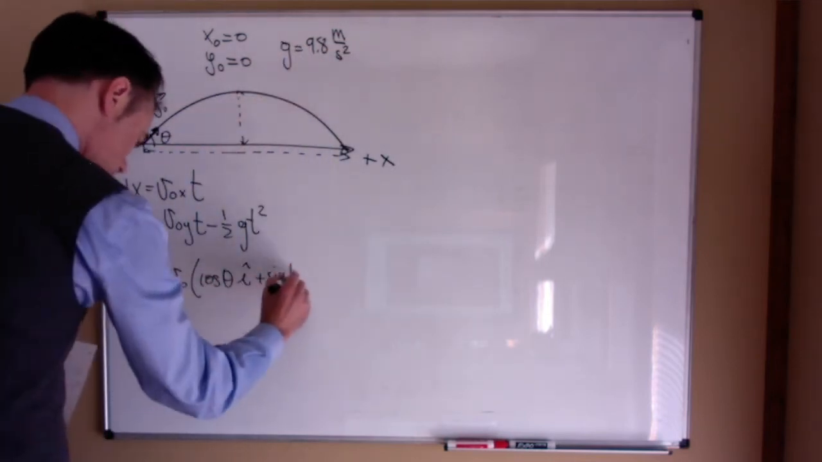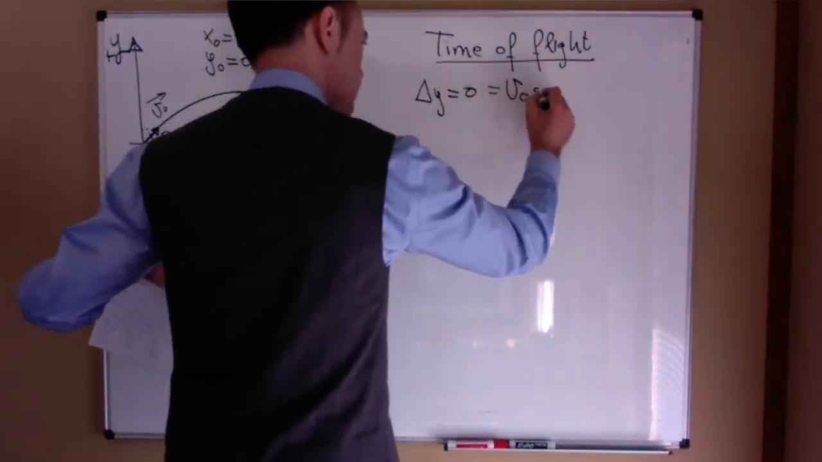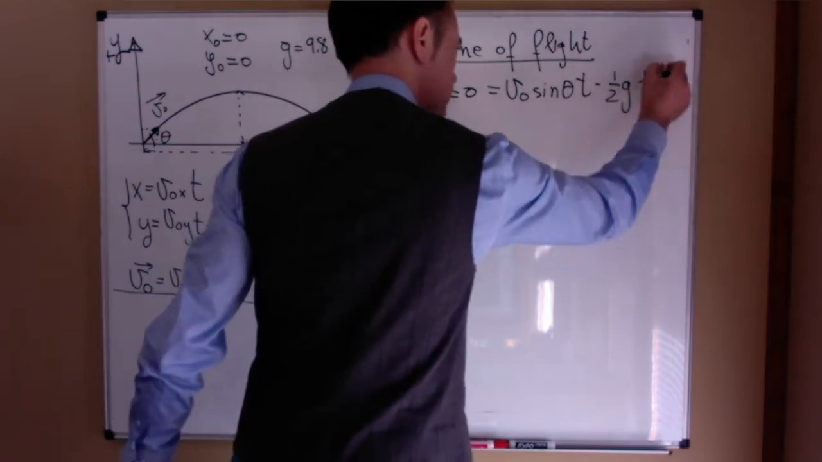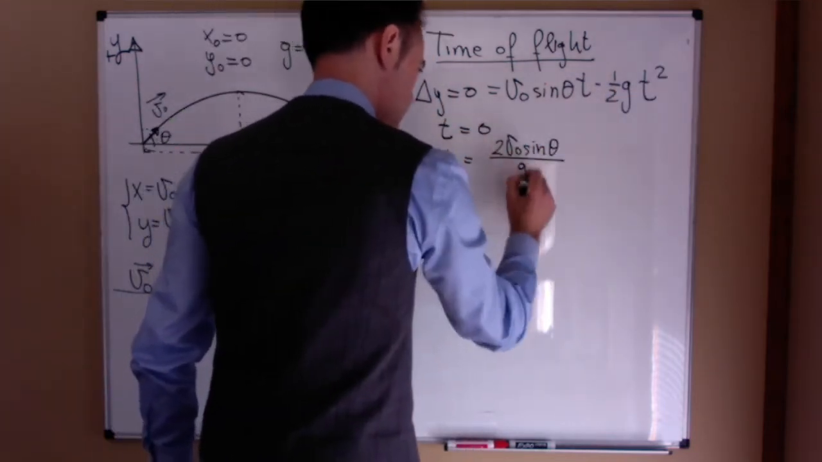To find the time of flight, we impose that delta y is equal to 0 and solve for t. We find two solutions: t equals 0, which is the starting point, and t equals 2 v0 sine theta over g.